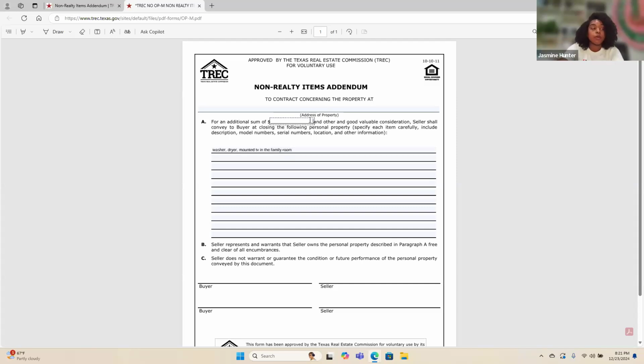Now, if it's zero, then you don't put zero. I've just been told by lenders over the years that they don't like when this is zero, so I always just put one. So it's for $1 that you're leaving the washer, dryer, and the mounted TV in the family room for. Okay.